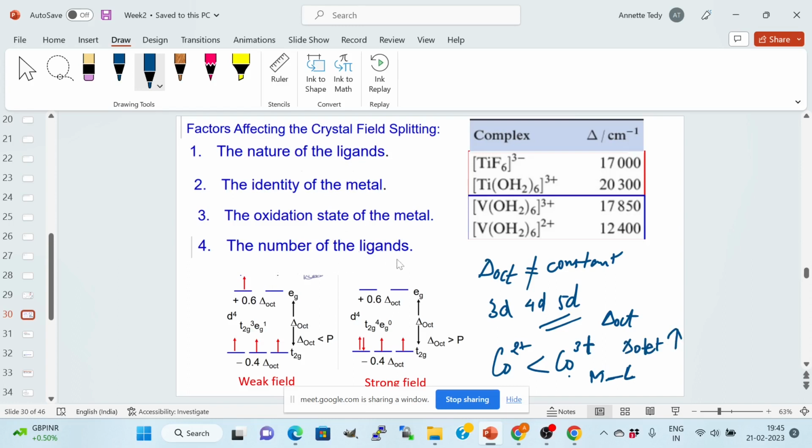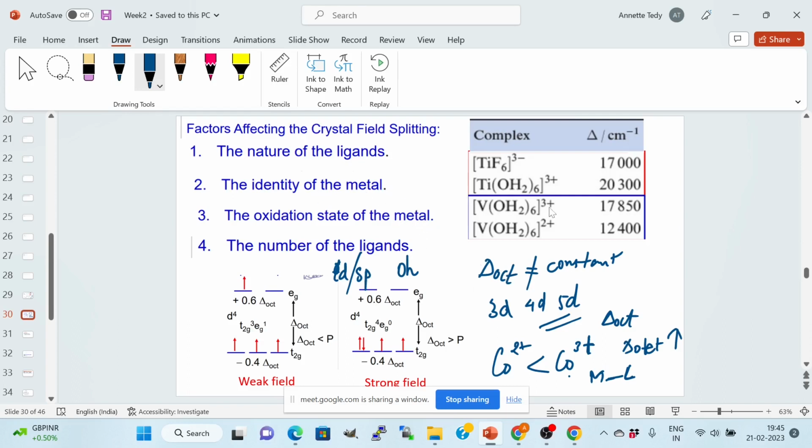Next is the number of ligands and the geometry. If we have 4 or 6 ligands, they can come in two ways. If it is 4, it can be tetrahedral or square planar. Then if it is 6, it can be octahedral. Generally we have other combinations also, but generally it is octahedral. So whether it will be tetrahedral or square planar will depend on the nature of the metal and the oxidation state of the metal.